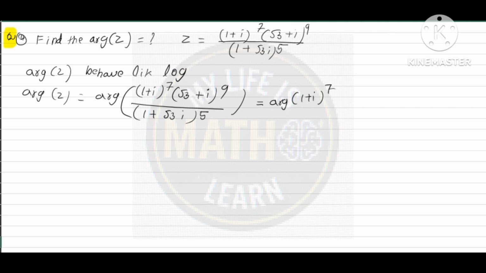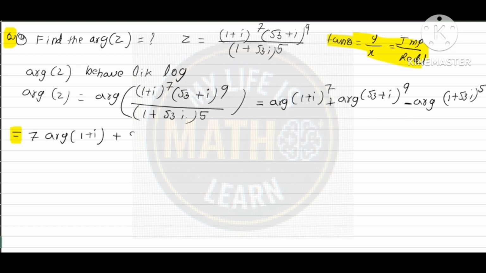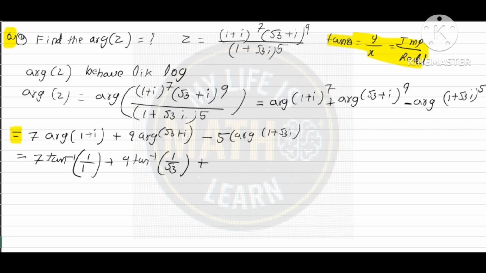After using the logarithm formula, arg of (1 plus i)^7 plus arg of (root 3 plus i)^9 minus, in the denominator, the argument of (1 plus root 3 i)^5. By the logarithm property, the power values come to the front: 7 arg (1 plus i), 9 arg (root 3 plus i), minus 5 arg (1 plus root 3 i). So argument means tan inverse of imaginary part by real part: 7 into tan inverse of 1 by 1, plus 9 into tan inverse of 1 by root 3, minus 5 into tan inverse of root 3 by 1.